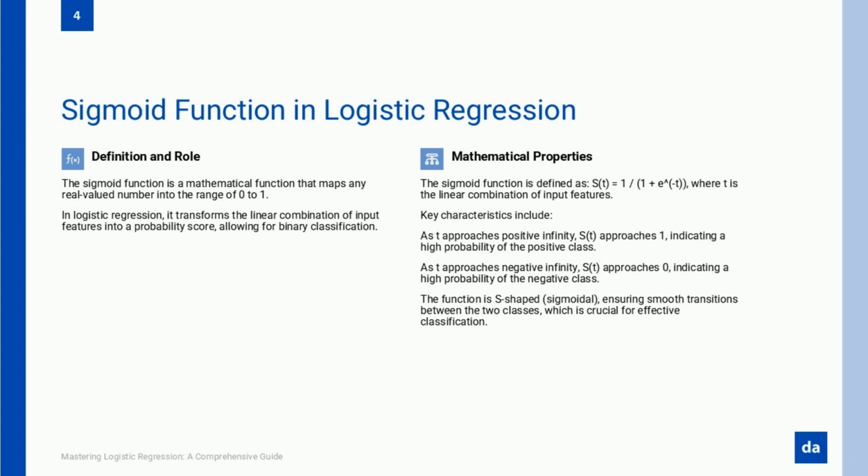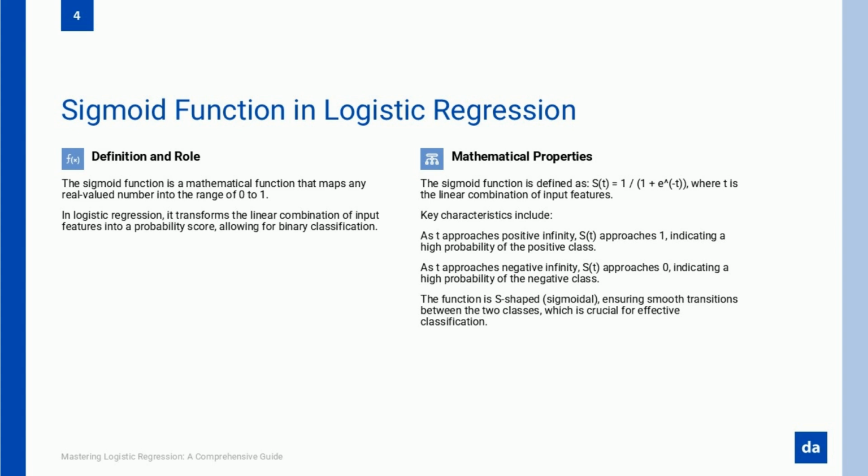If t is a big negative number, the function outputs something close to 0. And when t is near 0, the function gives us a probability around 0.5, meaning the model isn't sure which way to go, and that's the magic of sigmoid. It helps logistic regression decide between yes or no, spam or not spam, fraud or no fraud.